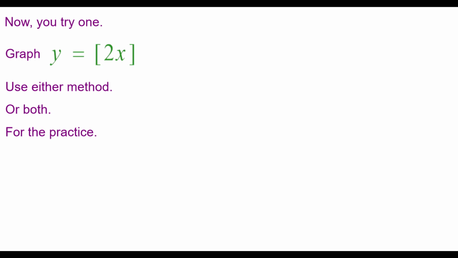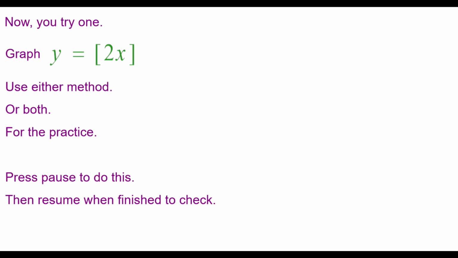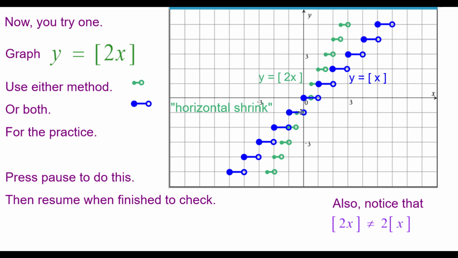Now you try one. Graph y equals the greatest integer of the quantity 2 times x. Use either method or both for the practice. Press pause to do this and then resume when you're finished to check your answer. And here's your answer right here.